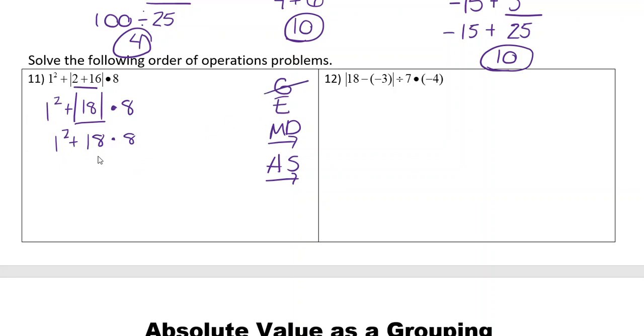Do I have any exponents? Yes, I have this 1 squared, which is 1 times 1. 1 times 1 is 1, plus 18 times 8. I don't have any more exponents, but I do have multiplication and division. I need to do 18 times 8 off to the side. 8 times 1 is 8. Plus 6 would give me 14. This becomes 1 plus 144. And then 1 plus 144 would just leave me with 145.